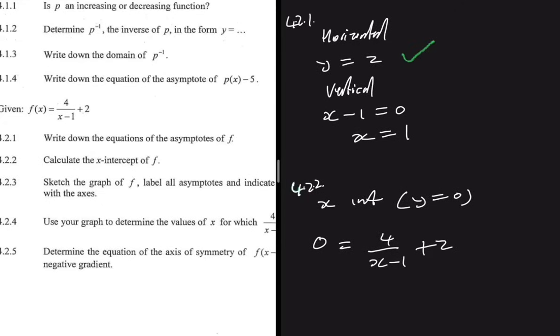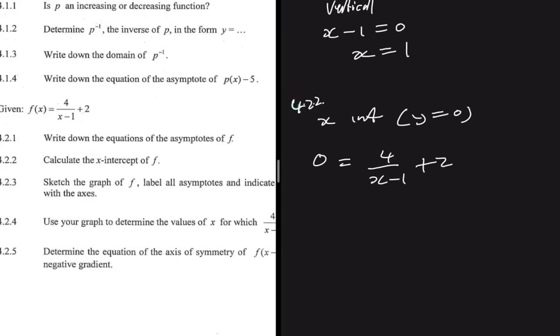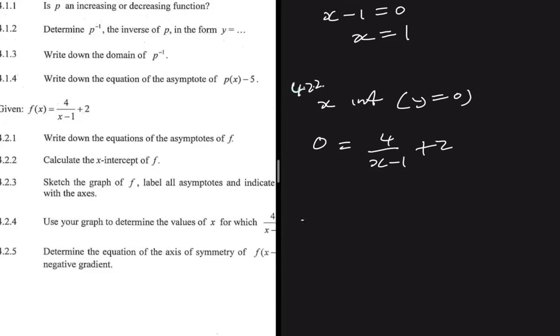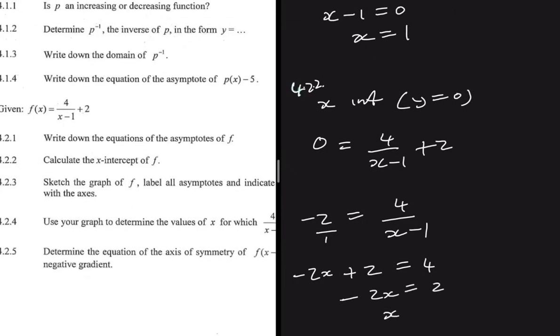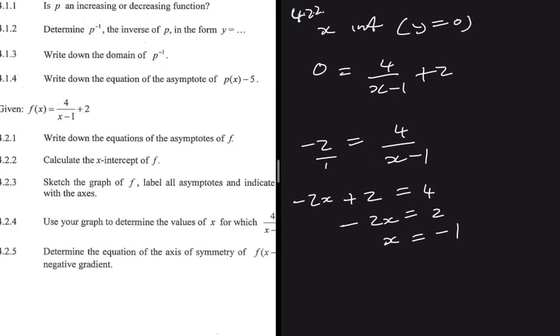What we want to do when we have something like this is to subtract 2 from both sides, right? To get minus 2 equals 4 divided by x minus 1. And then if we cross multiply, we get minus 2x plus 2 equals 4. Minus 2x will be equal to 2, and then x will be equal to minus 1. So the coordinate for our x-intercept is minus 1 and 0, right?